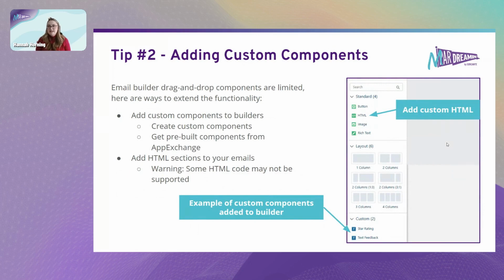So number 2, adding custom components. Like we talked about, some of these features are a little limited, but there are ways that you can actually extend the functionality on your own without waiting for Salesforce. You can always create custom components. You can build those if you have that experience, or you can get pre-built components from AppExchange. You can see down at the bottom on the panel where it says star rating and text feedback. That's actually a custom component that I've added into our instance. That's a Salesforce Labs component that I just downloaded and installed, and now it's available to all of my users.